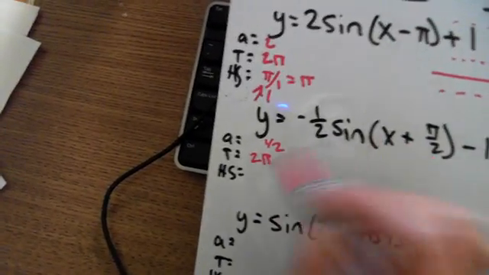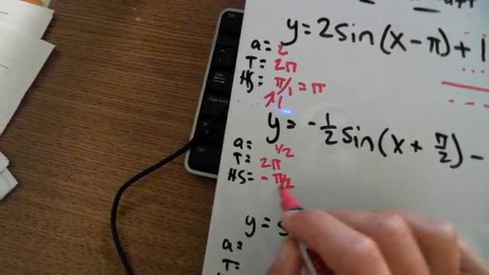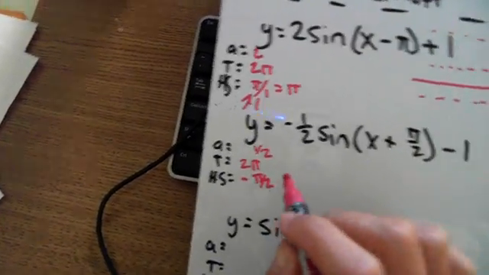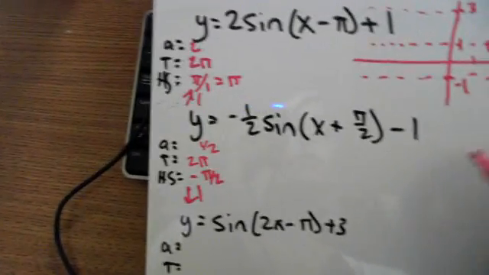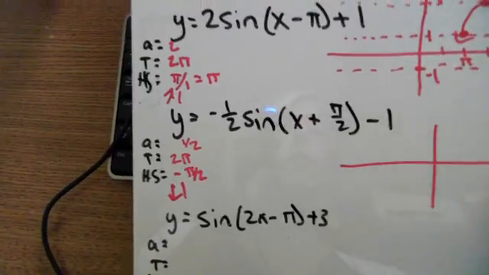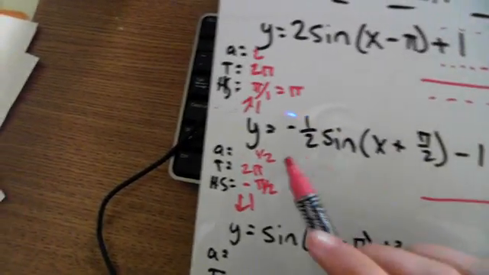Horizontal shift, so negative c over b, which is 1, so we're moving to the left pi over 2 units this time. And then the minus 1 tells me I'm shifting it down 1. So then we're going to come over here. We're going to do my vertical shift to negative 1. Then we're going to look at my amplitude.